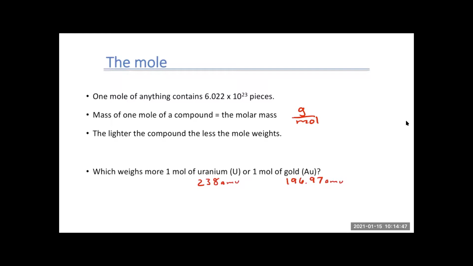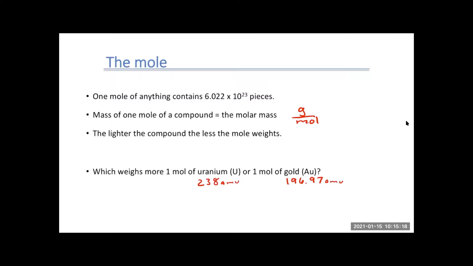That means each gold atom weighs a lot less than each uranium atom. And if in both cases I have 6.022 times 10 to the 23rd, that means that the uranium is going to end up weighing a lot more than the gold. Because it'd be the same as if you were trying to compare 2 5-pound weights versus 2 3-pound weights.